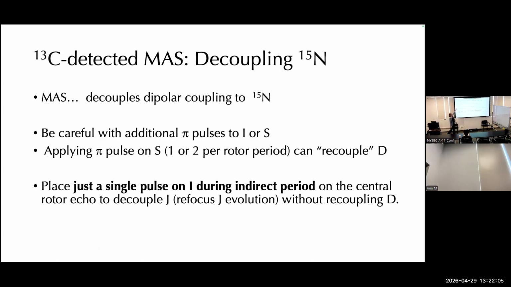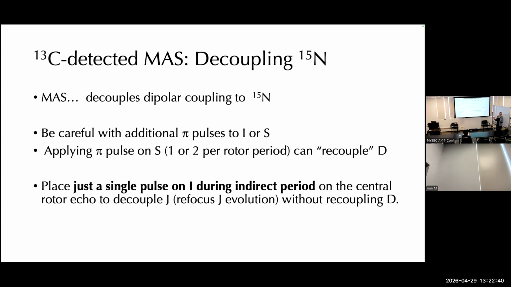We have to be careful with additional pi pulses, because as it's already decoupled from the magic angle spinning, we saw examples earlier in the term where adding another pi pulse could recouple, could make it come back. Do you remember that? Yeah, so be careful if you need to add this pi pulse. You place just the one pulse on a rotor echo in the middle of a long period. You're not going to recouple. The recoupling sequence is always going to be doing something every single rotor cycle or multiple times a rotor cycle.